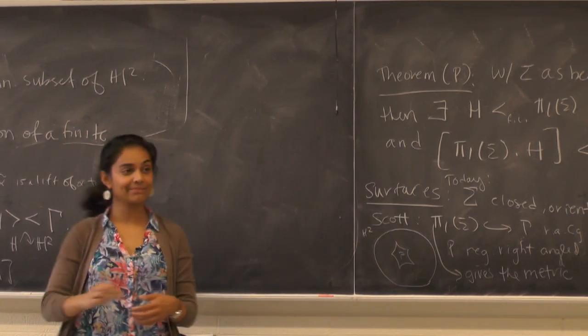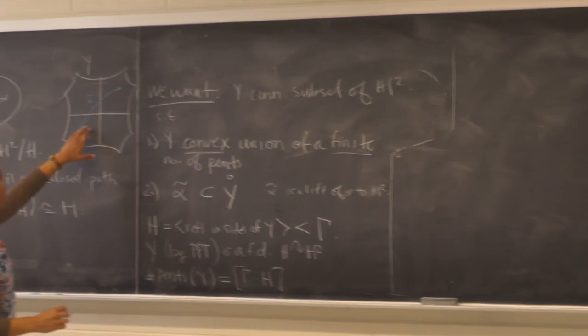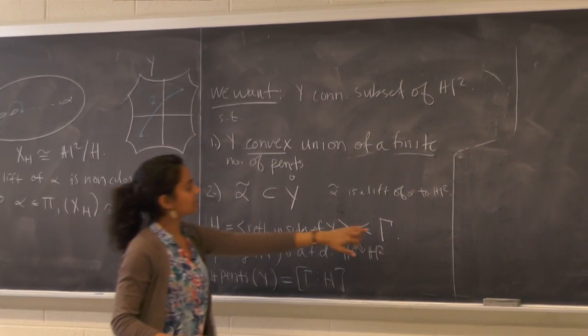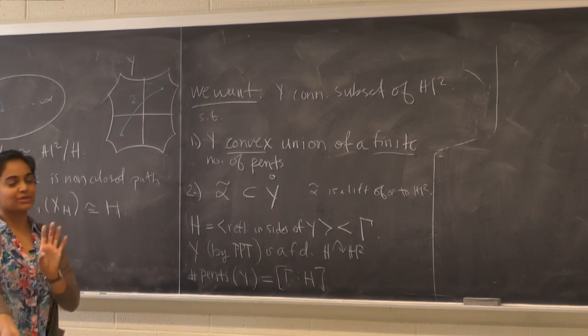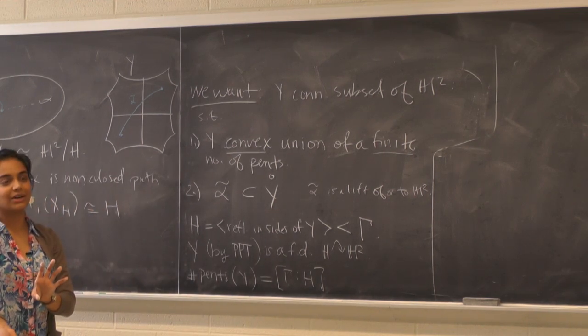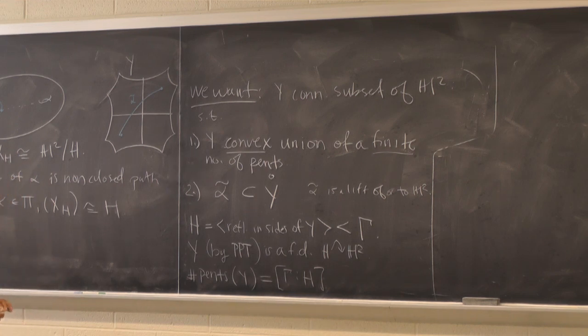Is that index equals the number of pentagons also the Poincare polygon theorem? Oh, this is just because if this is a fundamental domain, gamma is reflections in that one, right? So the number of pentagons in your fundamental domain will be precisely the index of that subgroup, always. Yeah.